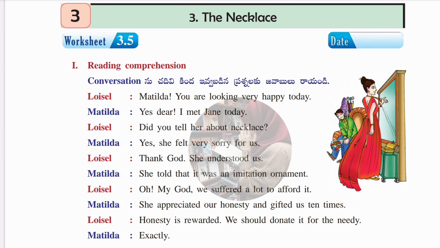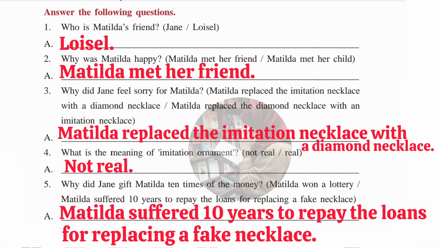This is the conversation. Have you all understood? Now we have to answer the given questions. The first question is, who is Matilda's friend, Jane or Loisel? Answer is Loisel. Second, why was Matilda happy? Answer: Matilda met her friend. Third, why did Jane feel sorry for Matilda? Answer: Matilda replaced the imitation necklace with a diamond necklace. Fourth, what is the meaning of imitation ornament? Answer: not real.